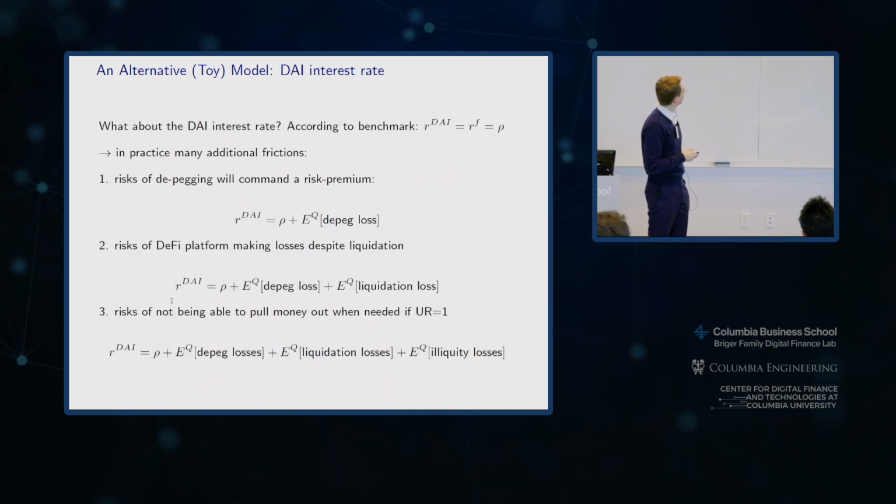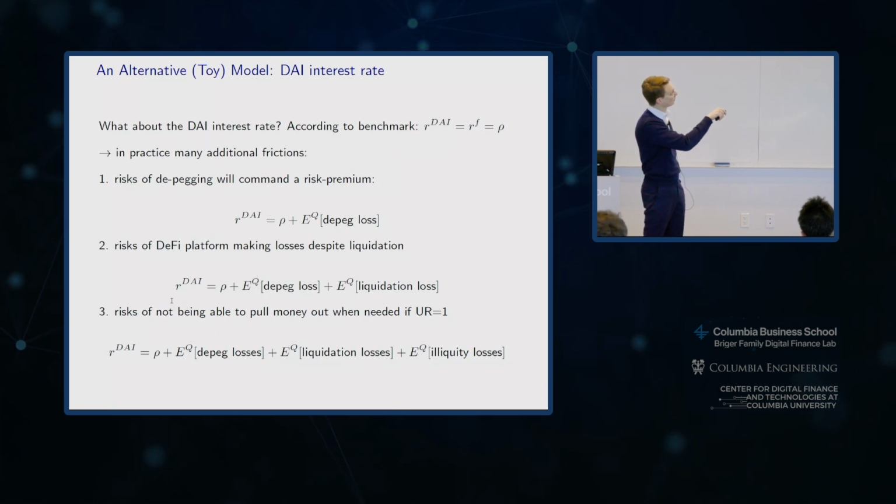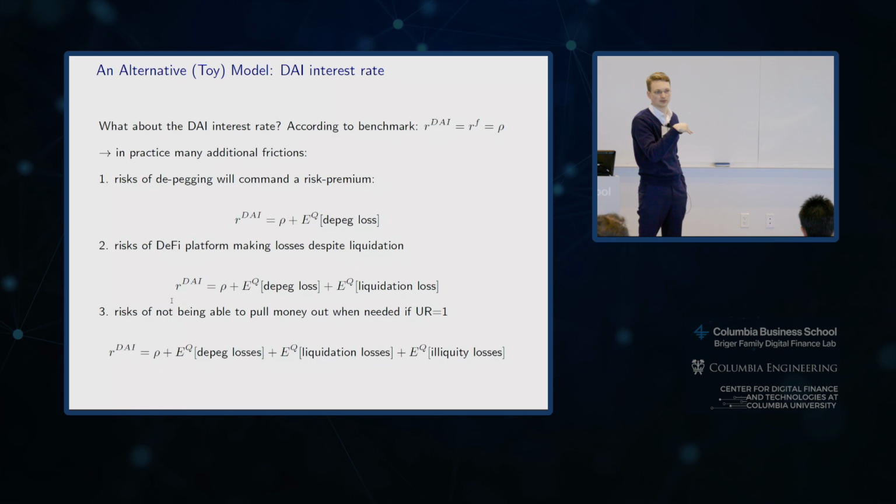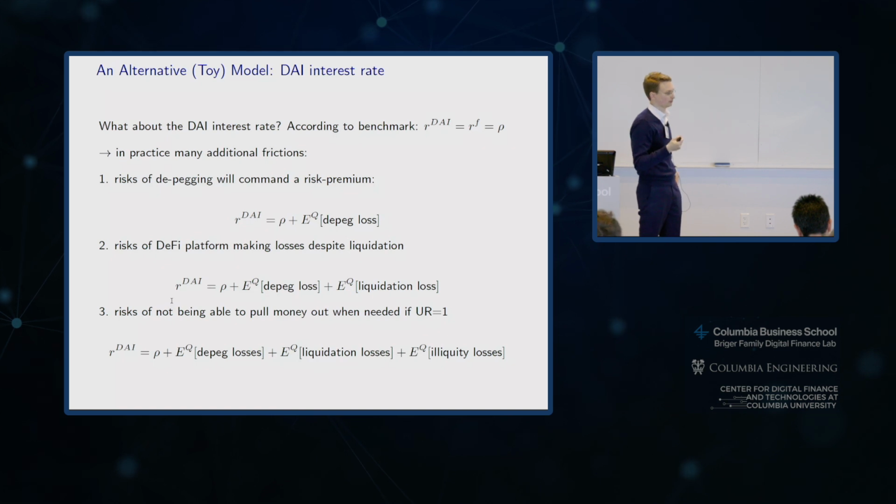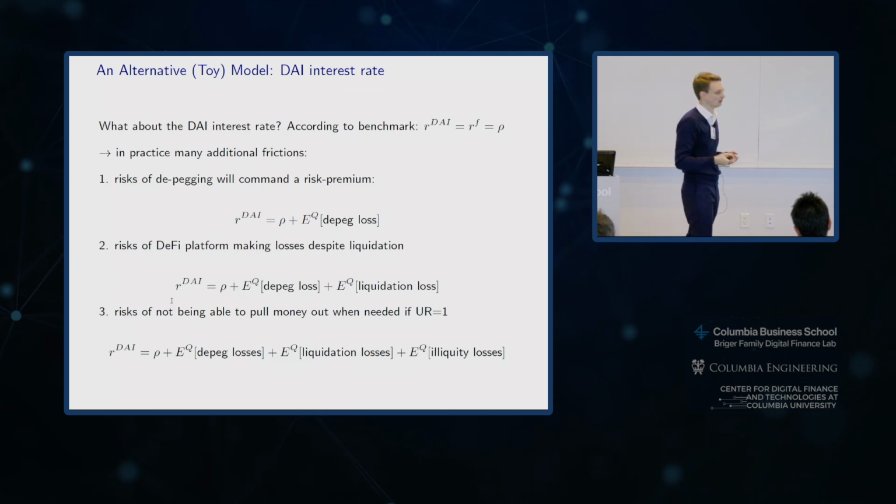Okay, so let me go to DAI. How should we think about the interest rate on DAI then, on the stablecoin, on this risk-free asset? In the benchmark, the interest rate on DAI should be equal to just the time discount rate. Anything different than that would be an arbitrage. Well, in reality, there might be some other things that drive the price. First, there could be some form of segmentation between the real world, or traditional finance, and what's there. That's not on the slide, but we could start from there.